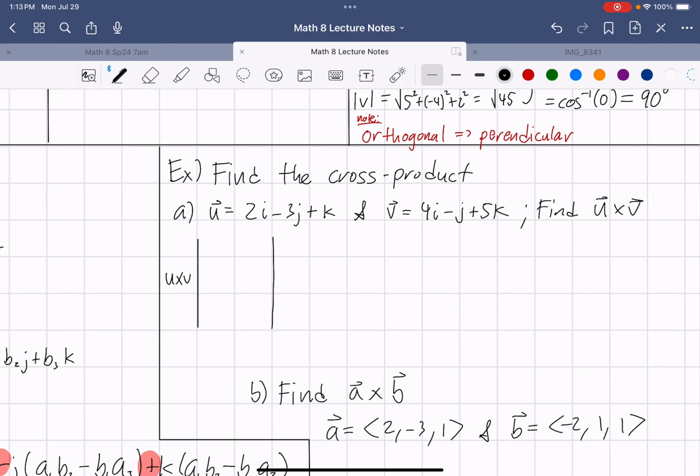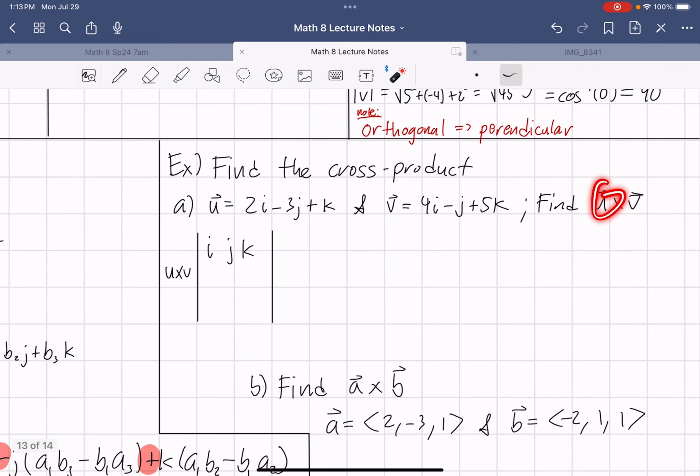So like I said, we start with our i, j, k column, and u is on the left side, right? So that means it's going to be my second row. And I'm only going to write the coefficients, so 2, negative 3, and 1. And then we have 4, negative 1, and 5 from v.